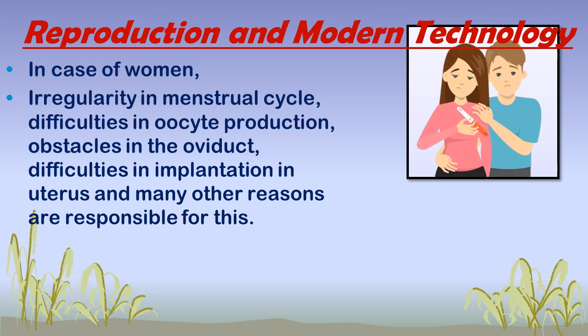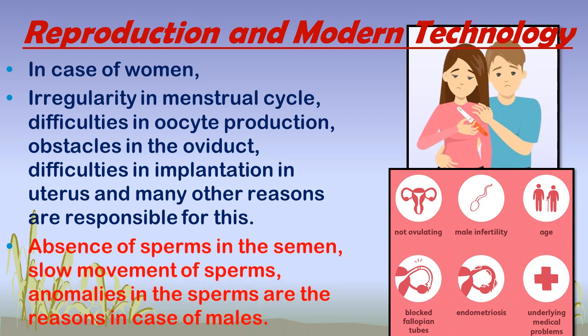So basically the oviduct is a tube by which the ovum is transferred to the uterus, and the oviduct is also known as the fallopian tube. Okay, and difficulties in implantation. Implantation means the attachment of the fertilized egg to the wall of the uterus. Okay, and many other reasons are responsible for this. So these are all the reasons for the woman.